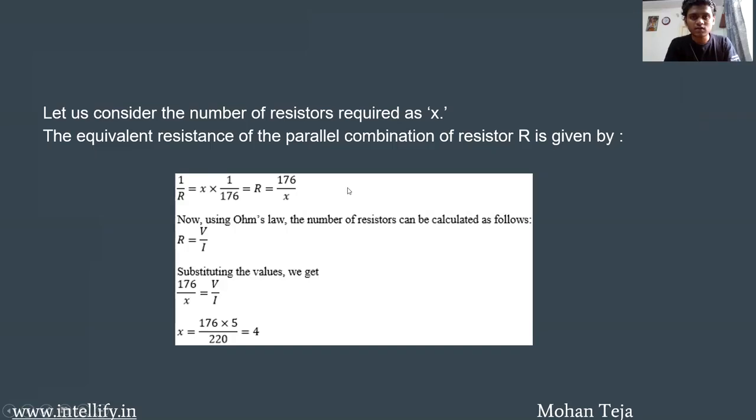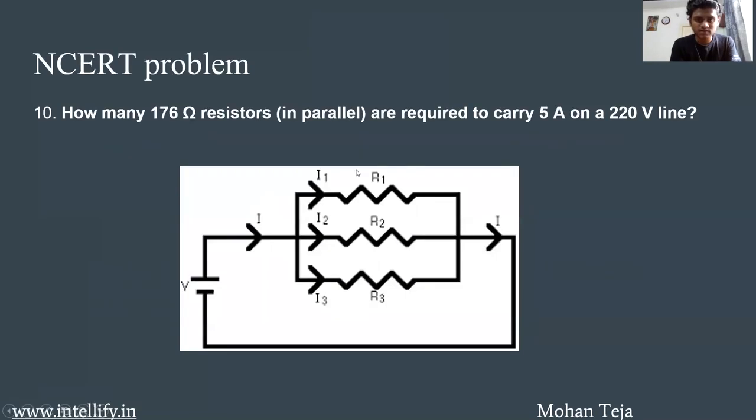So we know that for parallel resistors, suppose if R1 and R2 resistors are connected in parallel, then 1 by R equivalent is equal to 1 by R1 plus 1 by R2. So over here, 1 by R equivalent is equal to X into 1 by 176, because 1 by 176 will be added X times. So X into 1 by 176 is equal to 1 by R equivalent. So we get the net R is equal to 176 by X, and this is the net resistance. As you see, 176 by X is the net resistance of this whole group.